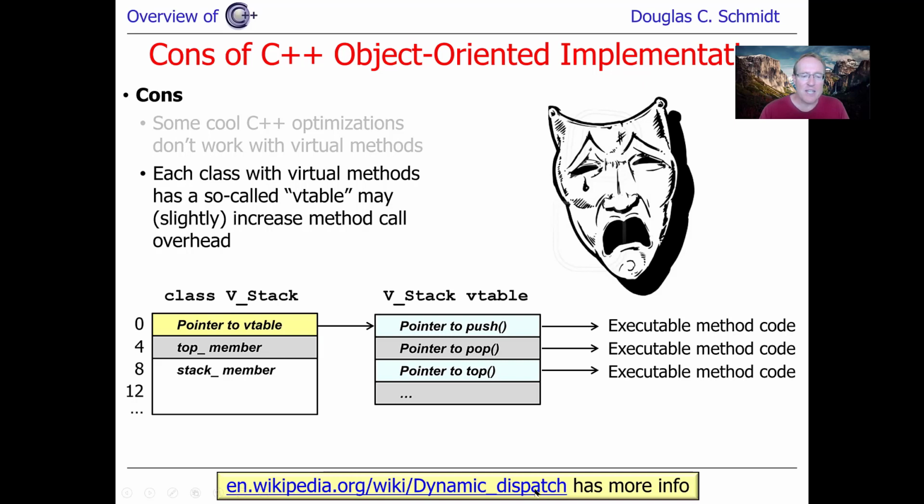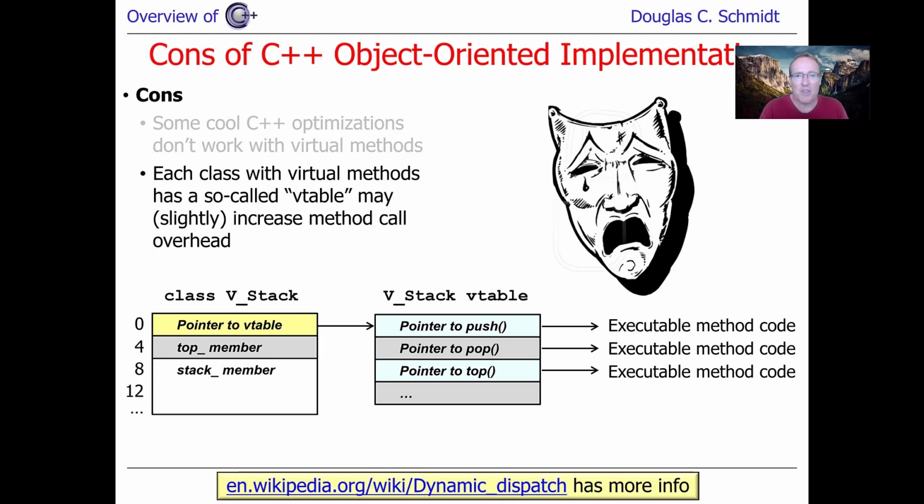So if you take a look, for example, our VStack implementation would contain the pointer to the V table, the member that keeps track of the top of the stack. The pointer to the V table, which is called a V pointer, will point to the virtual table of the stack, which will then contain all the methods for push and pop and top and so on and so forth. And so all the access to these virtual methods will be done indirectly.